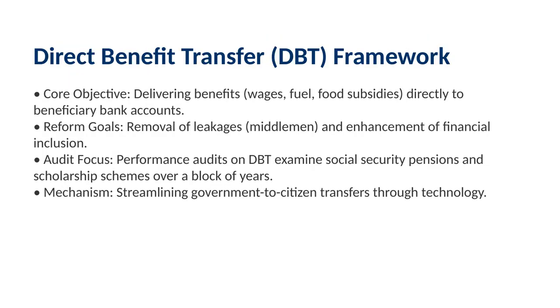Moving on, let's look at direct benefit transfer, or DBT. This is a massive reform by the government of India designed to deliver benefits like wage payments and fuel or food subsidies directly into the bank accounts of beneficiaries. The goal here is simple: remove leakages and enhance financial inclusion. Now, if the C&AG decides to undertake a performance audit of selected Social Security pension and scholarship schemes under DBT for a block of years, you need to think about the objectives of such an audit.